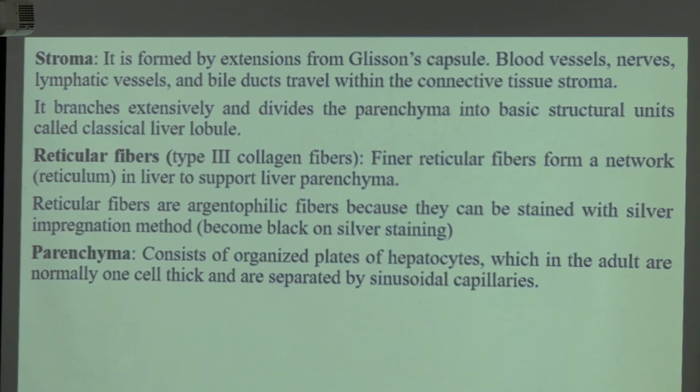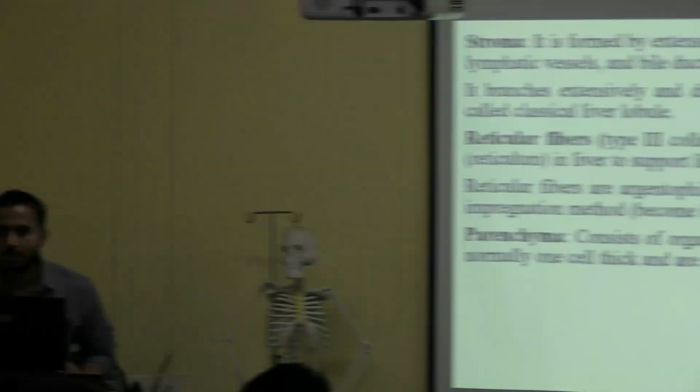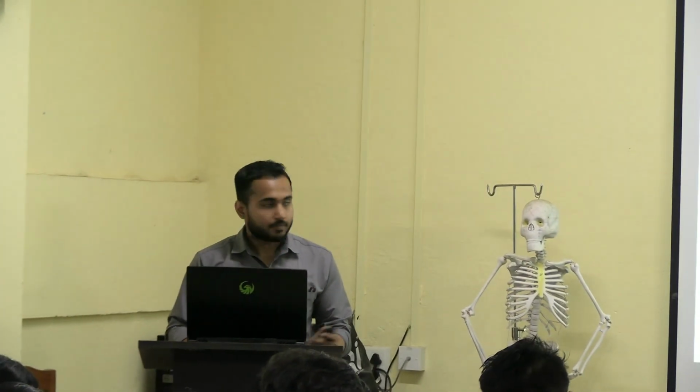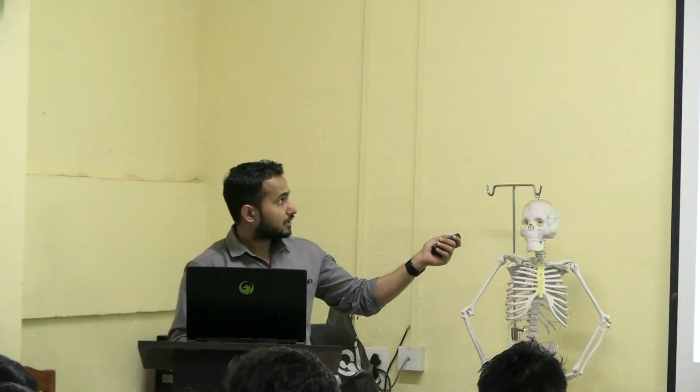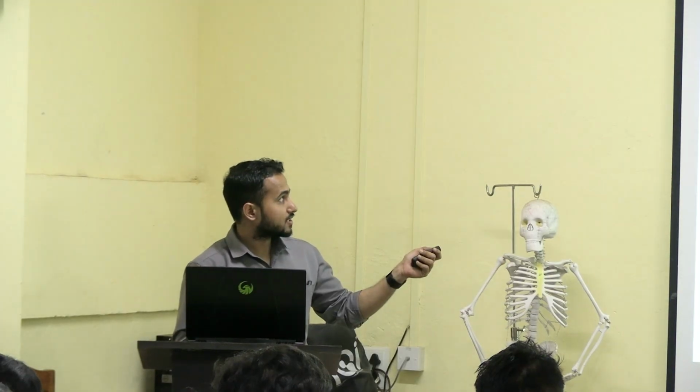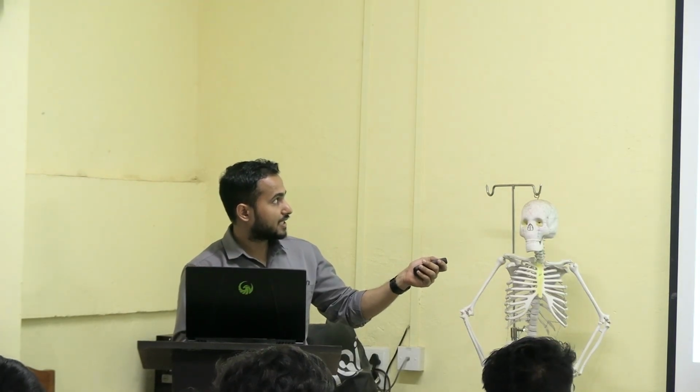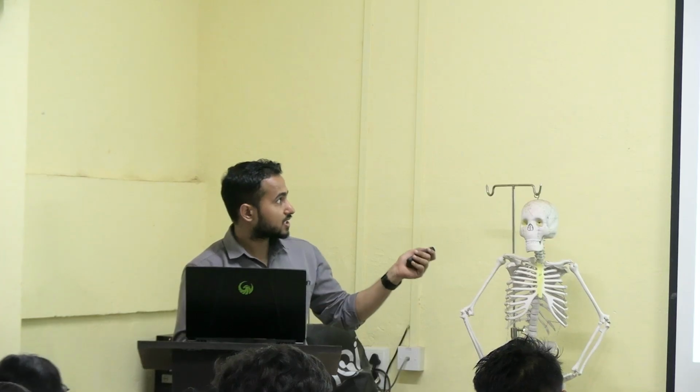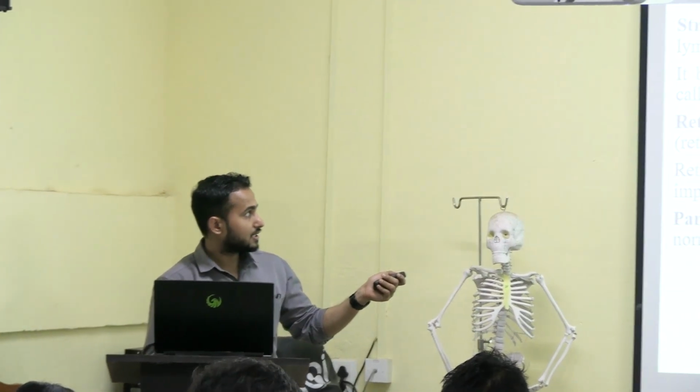Next, in the stroma, what exactly do you have to know? As I said, the stroma is the supporting part. In the first supporting part, we are getting the Glisson's capsule. Next, the septa, which are carrying blood vessels, nerves, lymphatics along with them. Those will come under stroma only. As you can see, the septum from the Glisson's capsule branches extensively and divides the parenchyma into the basic structural unit that is called the classical liver lobule.